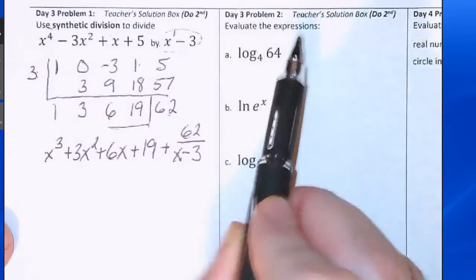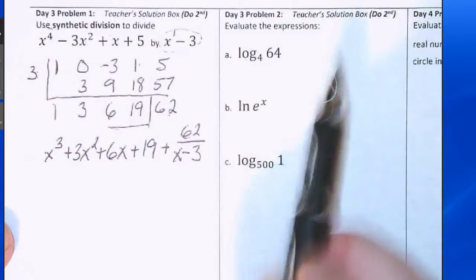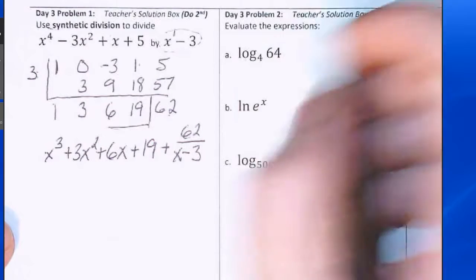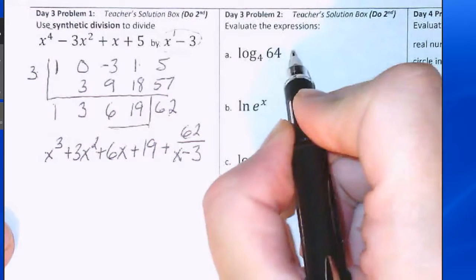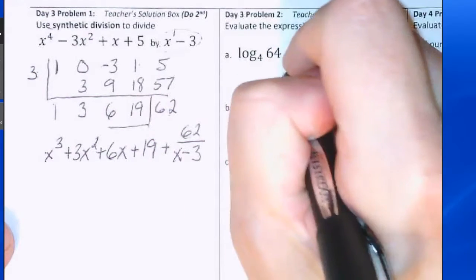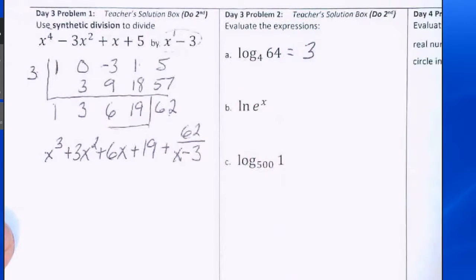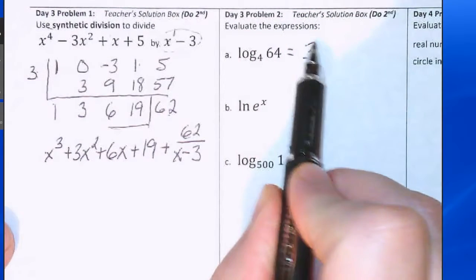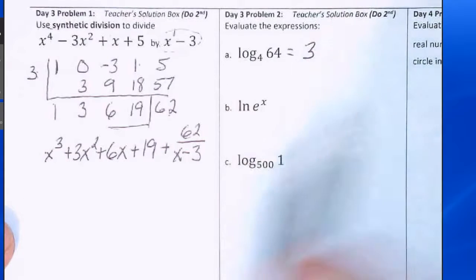Day 3, problem 2. Evaluate these logarithmic expressions. So 4 to what power makes 64? 4 to the 3rd power is 64, and so that's the value of this logarithm.